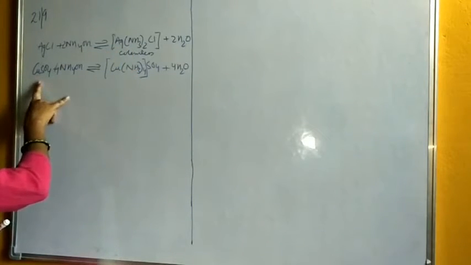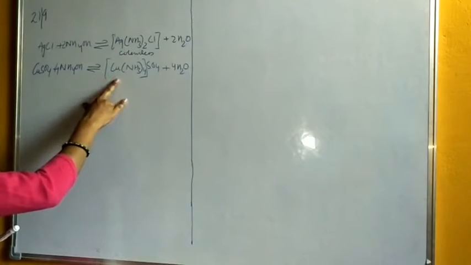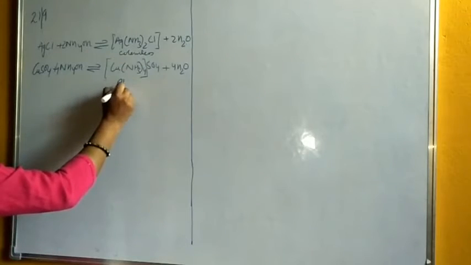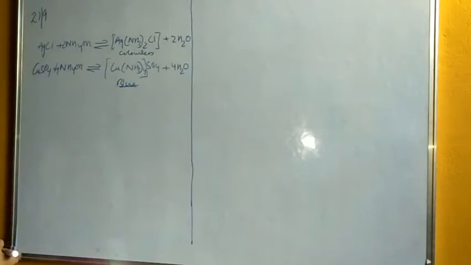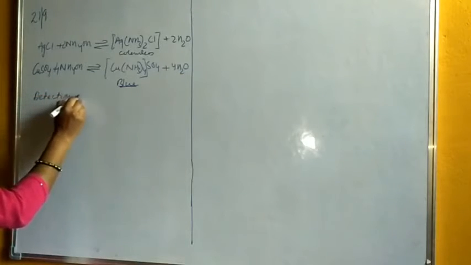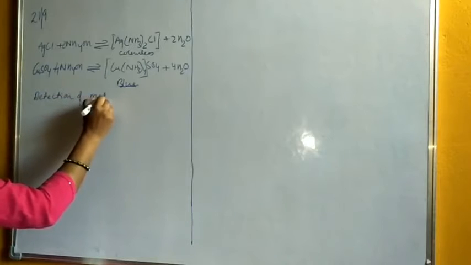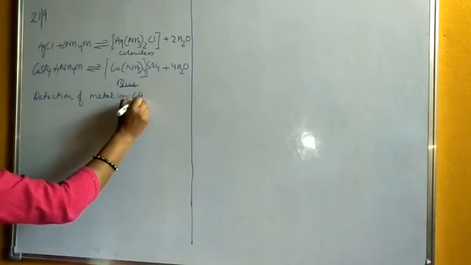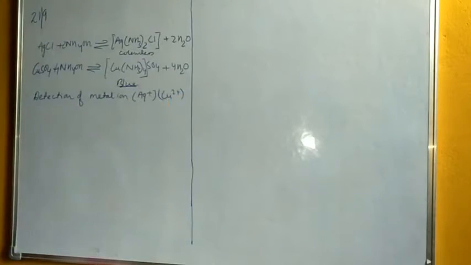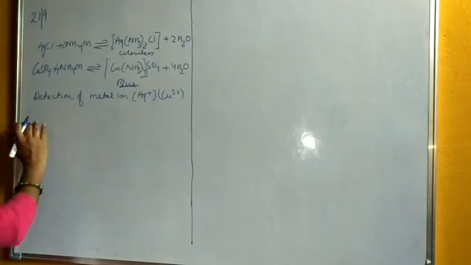Similarly, the next is copper sulfate and ammonium hydroxide. It is going to form Cu(NH3)4, and outside the bracket, sulfate is there. So this is blue in color. Right. Now, what is the significance of this reaction? This reaction can be used for the detection of metal ions. Right. So, detection of metal ions like Ag plus, Cu2 plus, and many others, depending on which colored complexes will be formed. We can differentiate or distinguish them.